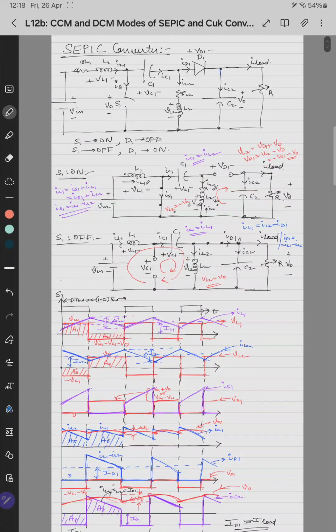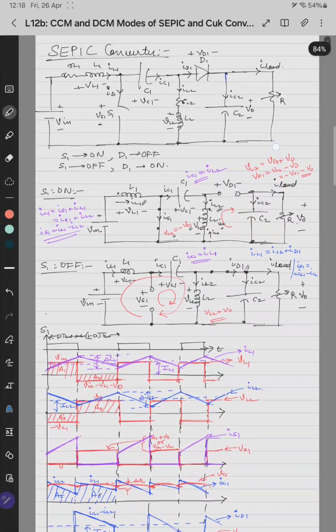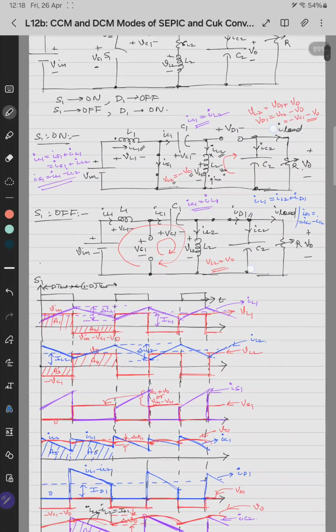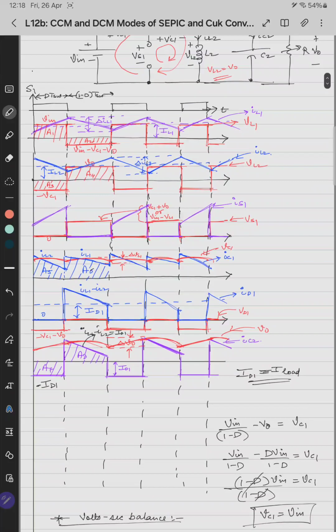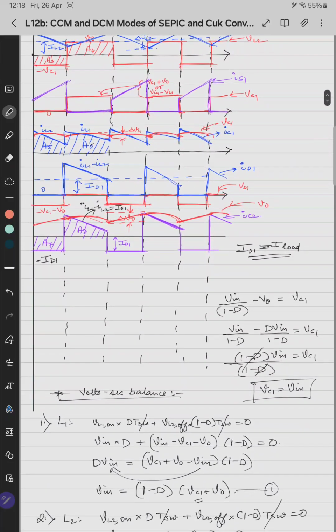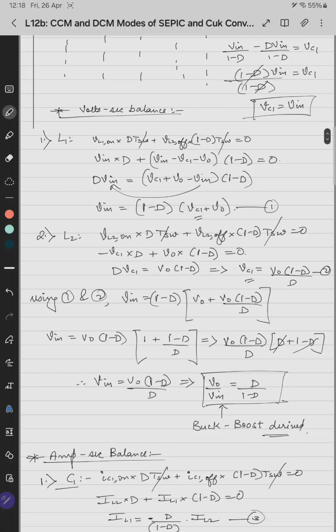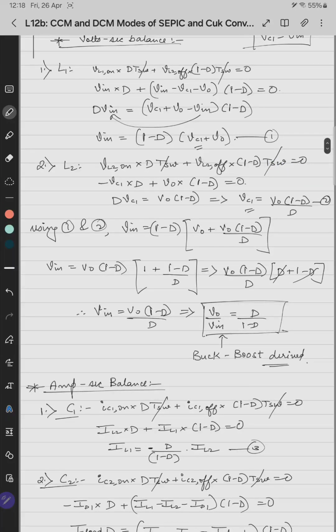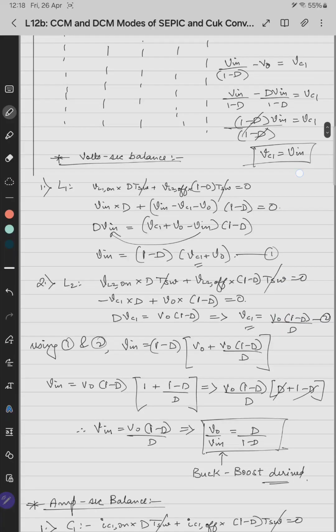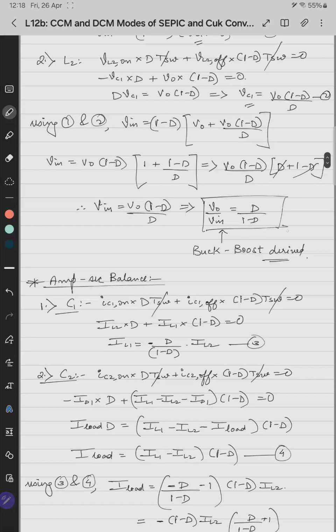So in this lecture we started with the analysis of the SEPIC converter, the circuit diagram, and its equivalent circuit in the on time and off time of the switches. Then we coded the states with each other. Then we started with the steady state analysis of the SEPIC converter. We have drawn all the waveforms. Then volt second balance of both the inductances. We established the relation between V0 and Vin, then VC1 and Vin, and V0 and Vin. So this is M of D, the steady state voltage gain of a SEPIC converter.